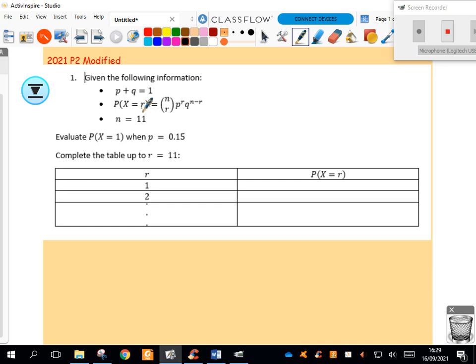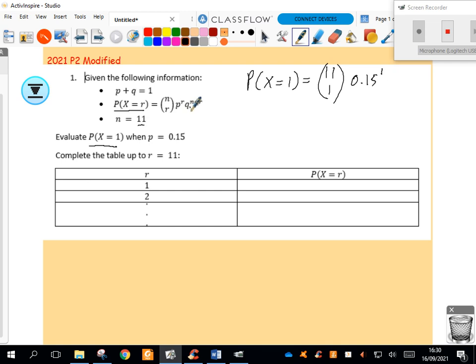Given that n is equal to 11, evaluate the probability that X is equal to 1 when p is equal to 0.15. So I'm going to be using this formula. The probability that X is equal to 1 is equal to n choose r. n is fixed at 11, so that's 11 choose 1, times little p, which is 0.15, to the power of r, which is 1, times q.